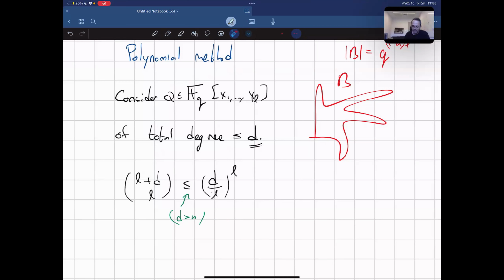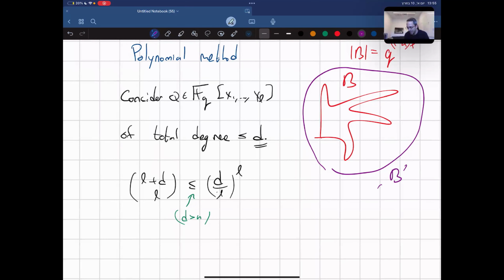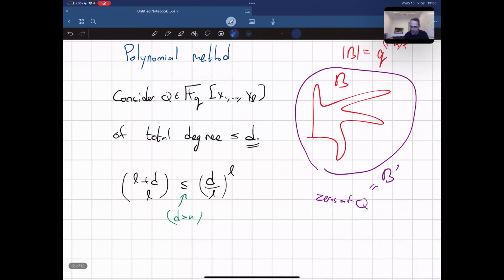And the point is that what I want to do is to find a non-zero polynomial that vanishes over B. Right? If I find a non-zero polynomial that vanishes over B, then the zero set of that polynomial I can take to be B prime. So B prime, which is a nicer but larger set, is going to be the zeros of some nice polynomial in this family.